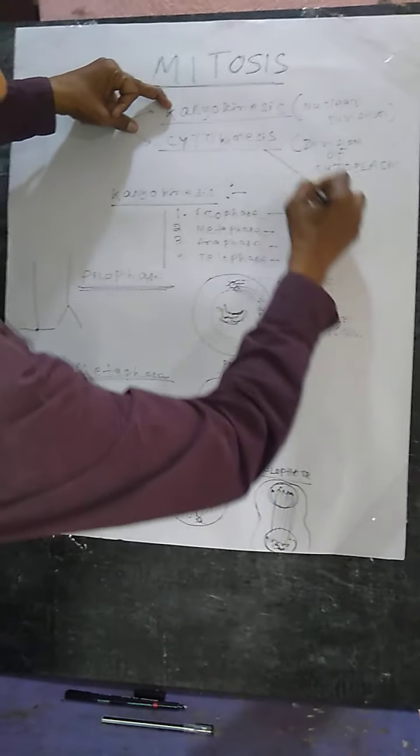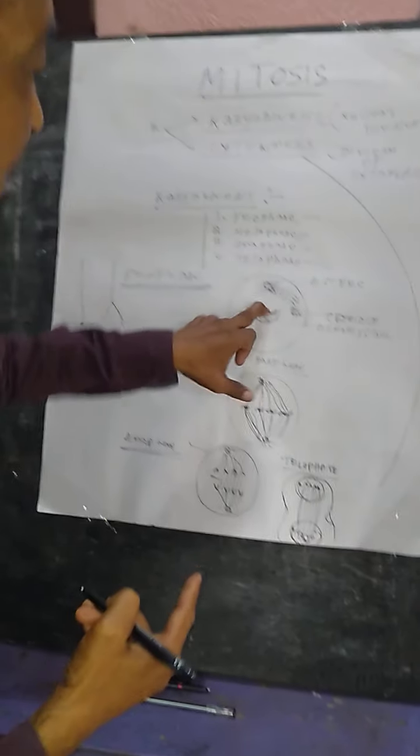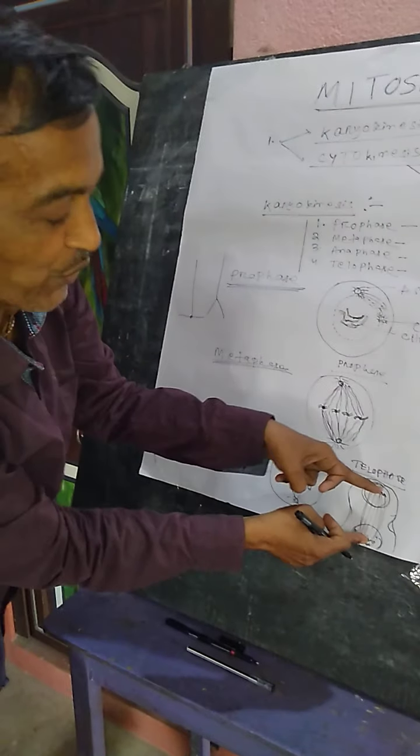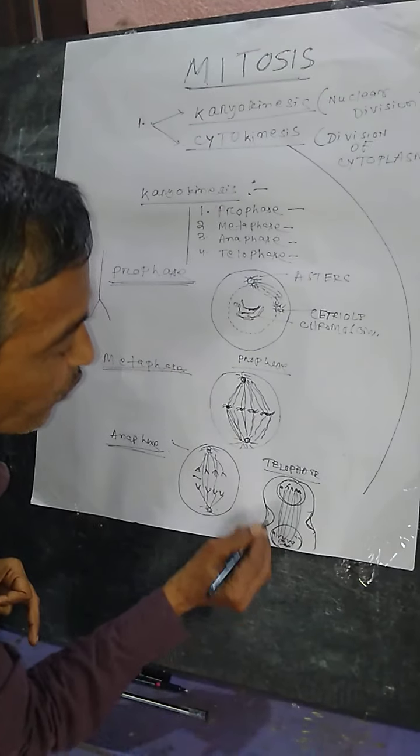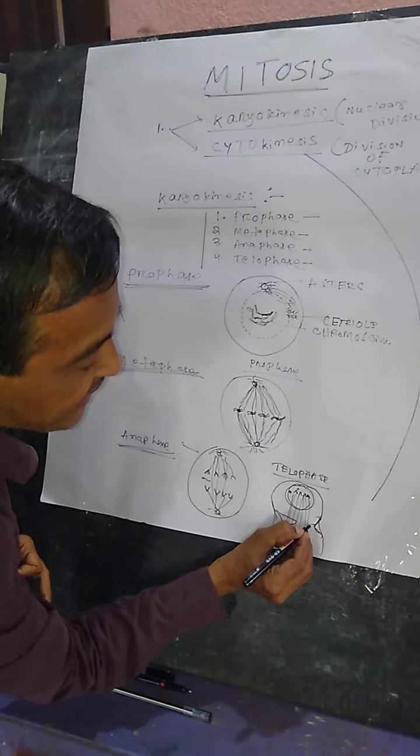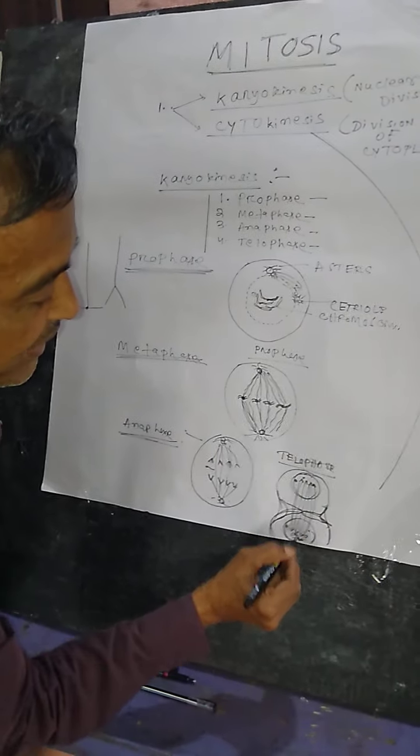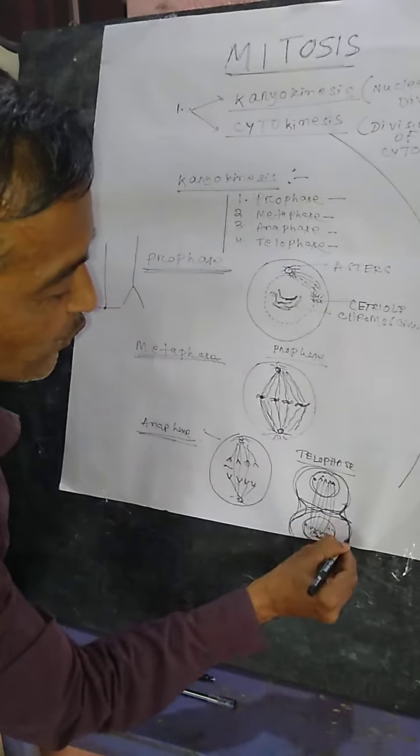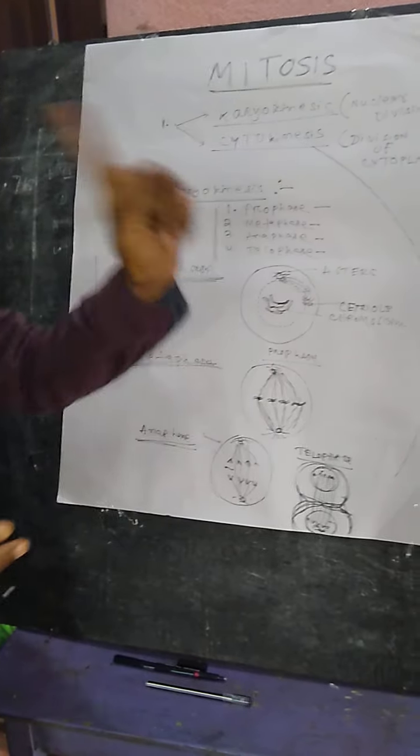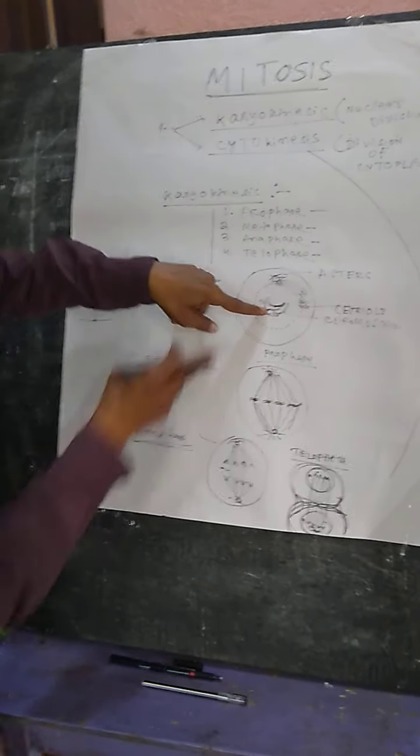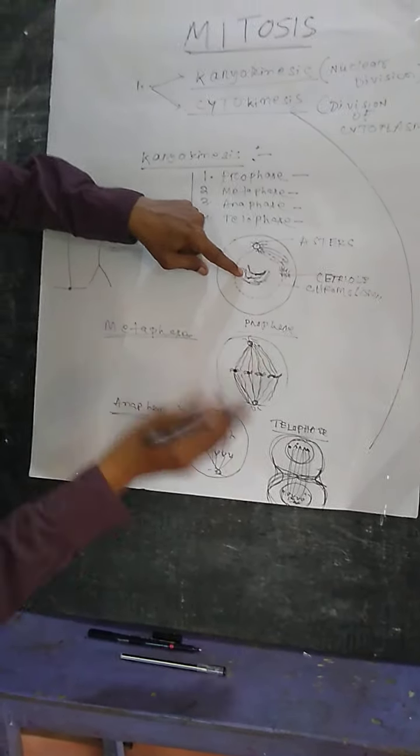Then we come to cytokinesis, the cytoplasmic division. After the nucleus has divided into two nuclei, the cytoplasm forms a furrow at the middle. This furrow deepens and meets at the middle, forming two cells. This is cytokinesis. From one cell we get two cells having the same number of chromosomes: here there are 4, and 4 and 4, the same number of chromosomes.